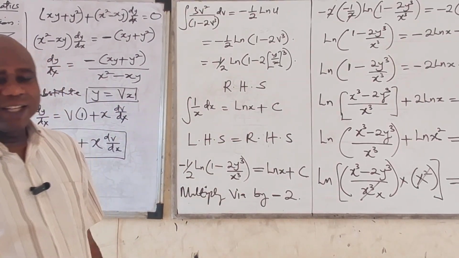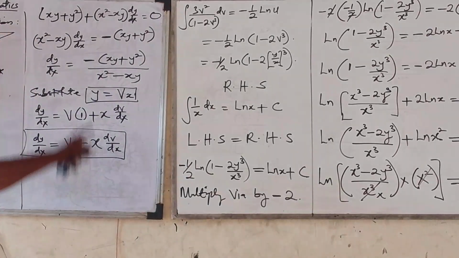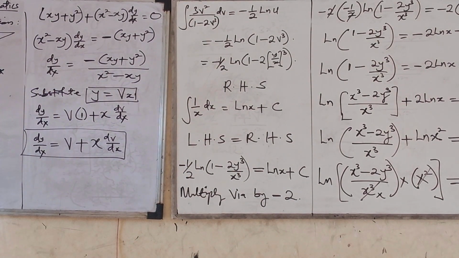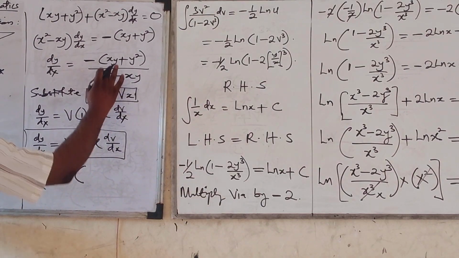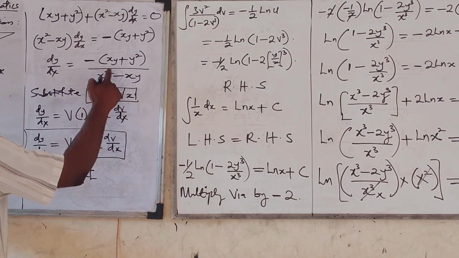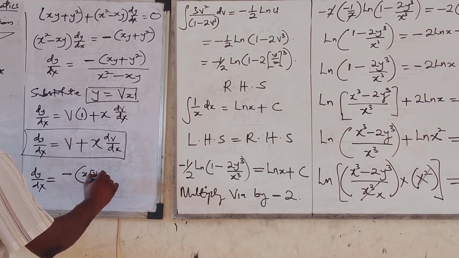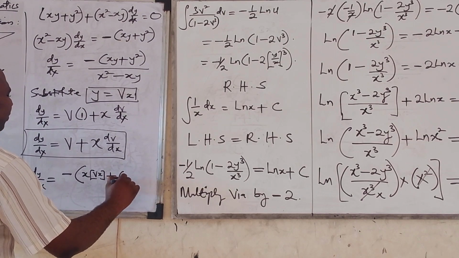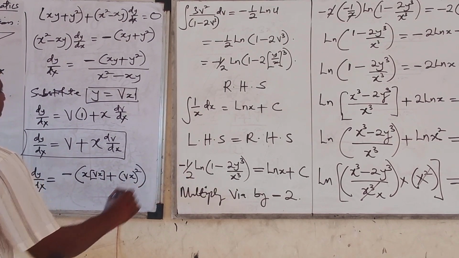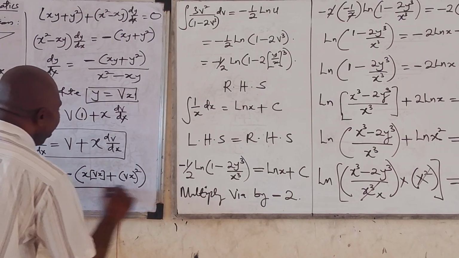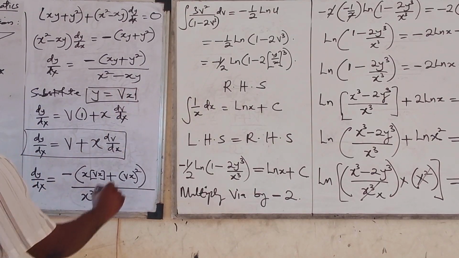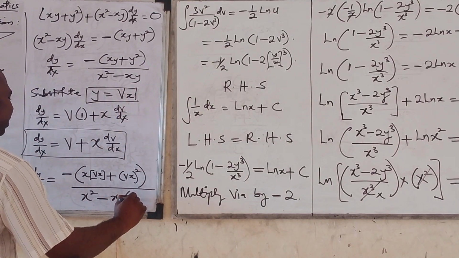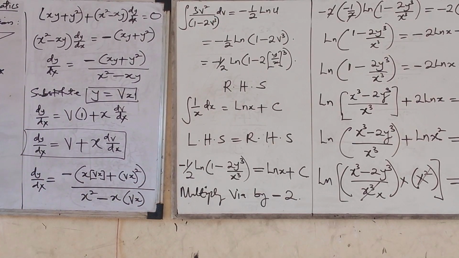So it therefore means that anywhere we see y in the equation, we are putting vx there. So now let's look at the dy/dx. Now dy/dx will be equal to, here we have minus xy, we have x, in place of y we have vx, plus y squared. So that will give us (vx) all squared, all over, here we have x squared minus xy. So it will be x, then here we have vx, because we said let y be equal to vx.